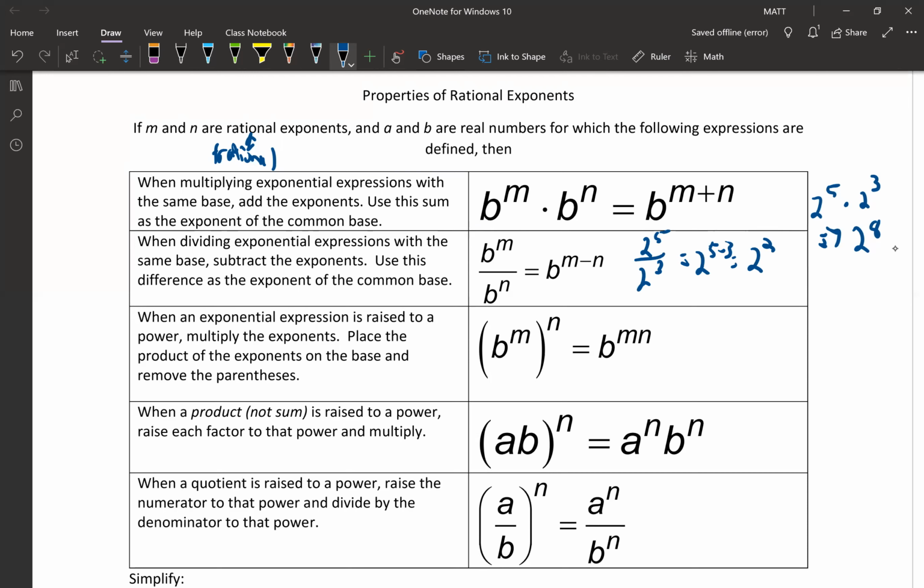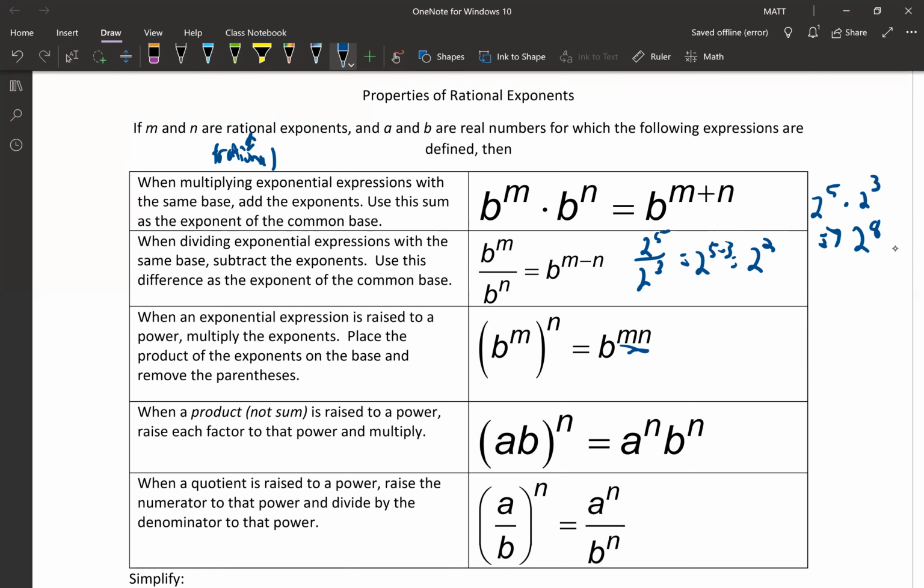The third one: if we have a number raised to an exponent, and then that whole thing is raised to another exponent, that's when we multiply them together, just like we've seen on the last page. So we have something raised to another power, we multiply the powers together.